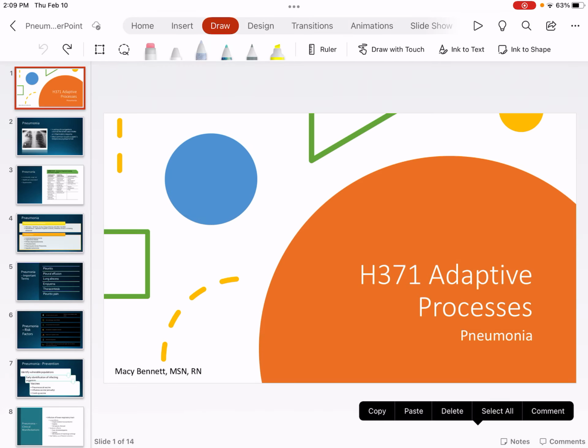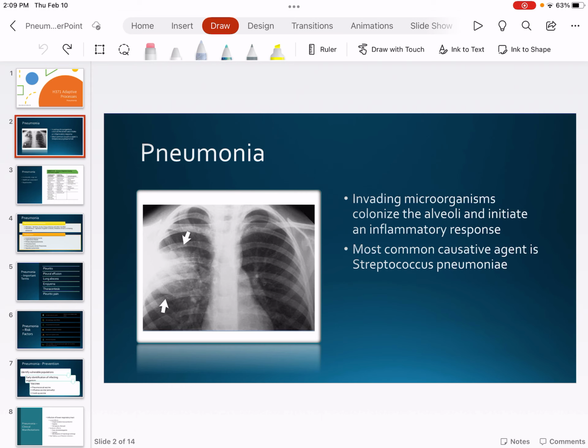This video lecture addresses pneumonia. Pneumonia is an inflammation of the lung parenchyma as a result of infection. So parenchyma is a fancy medical word for tissue. So the lung tissue is infected and inflamed. Invading microorganisms colonize the alveoli and initiate an inflammatory response.